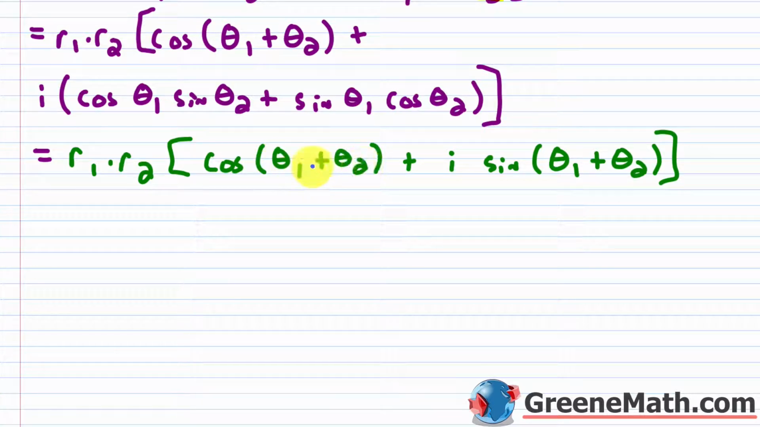So now it's theta sub 1 plus theta sub 2 plus I times sine of, again, you're adding your two arguments together. So your theta sub 1 plus your theta sub 2. Most books will just say you're multiplying the absolute values and adding the arguments, if you want a simple way to remember that.